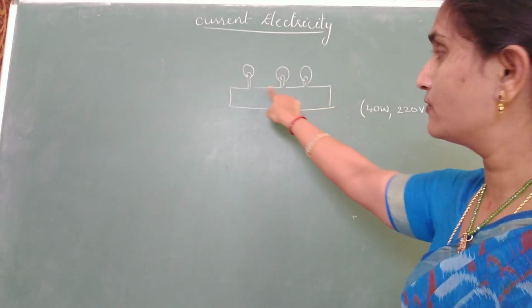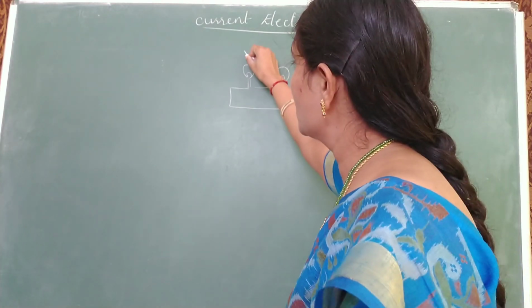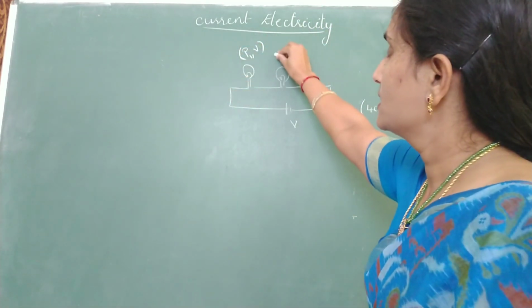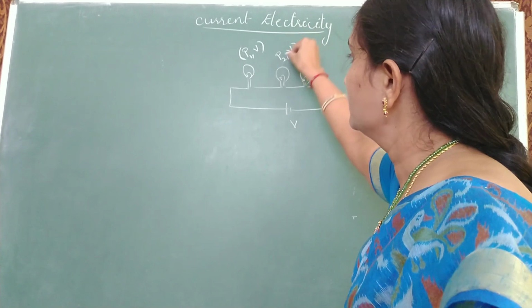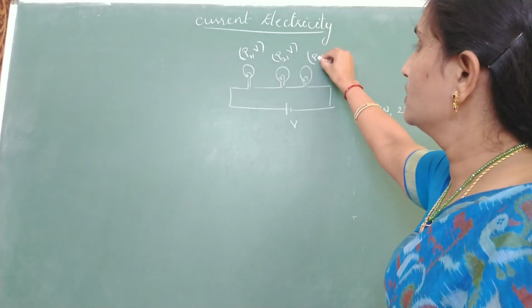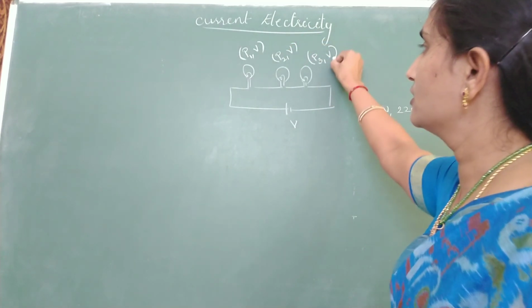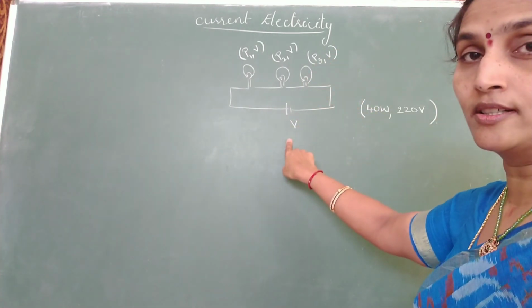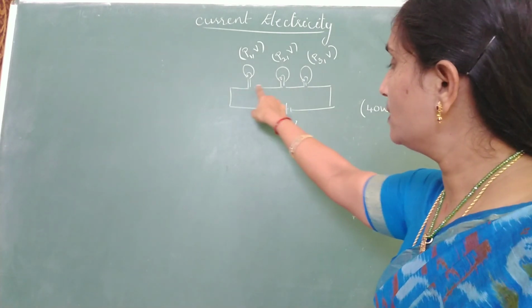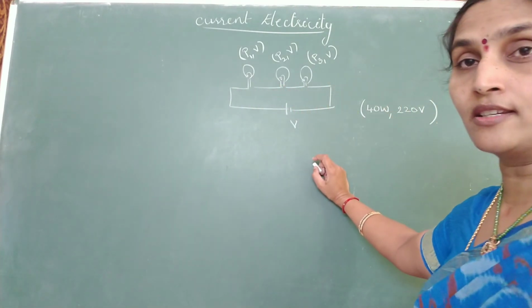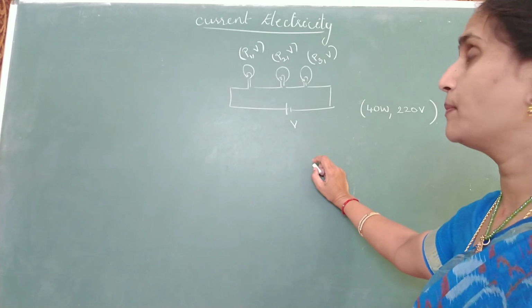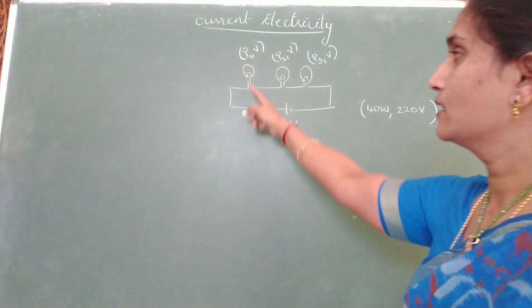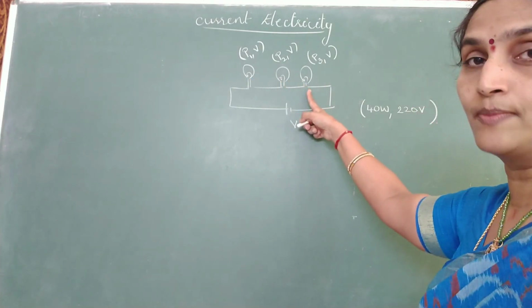See, I have got 3 different bulbs. I will name the first rating P1, V, 220 volts. The second has a rating P2, V. And the third has a power P3, V. And the voltage I have applied here is also equal to V. But when all the 3 bulbs are connected in series, we are interested in knowing the total power consumed by this circuit. To get it, I'll first find the resistance of these bulbs.